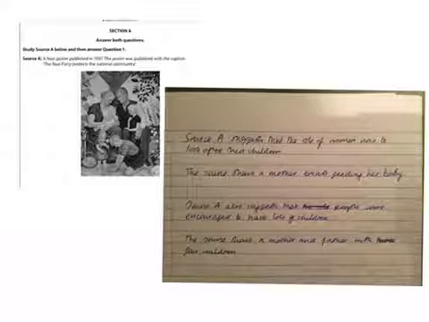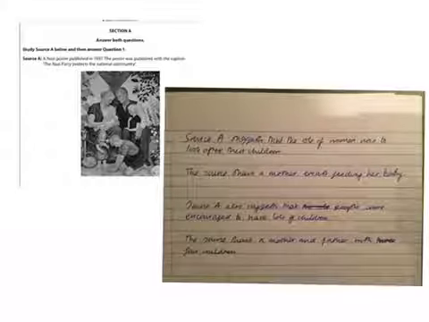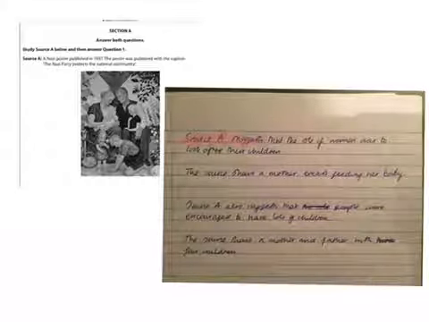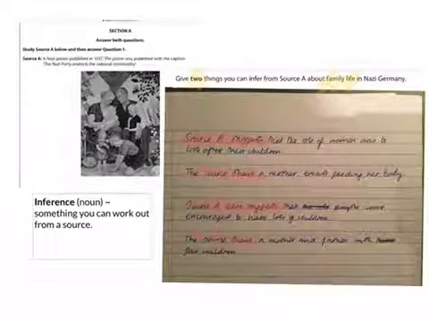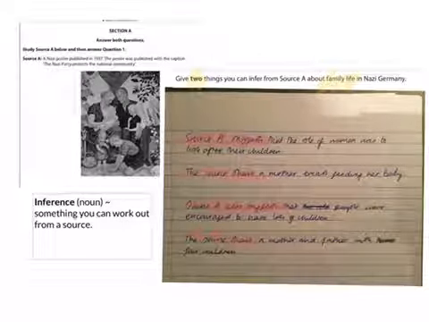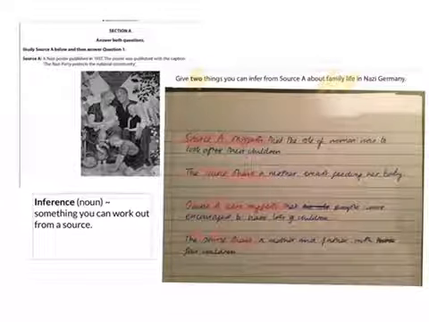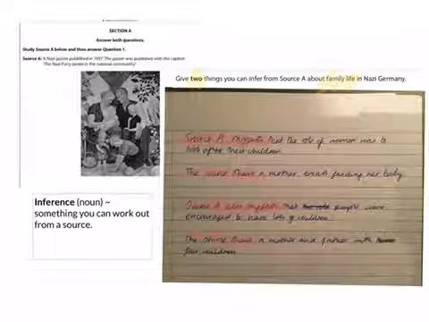What you'll also notice is the student, and this is very sensible, has done something called signposting. So they start off their sentences in the same way. So source A suggests, that is them saying, look here, I'm writing an inference, and then the source shows. This isn't that important on this 4-mark question because, as we saw earlier, there's a table that you have to write in. But when you get onto the more extended answers in GCSE History, it's really important to use this technique of signposting to show the examiner that you're doing what the question has asked.